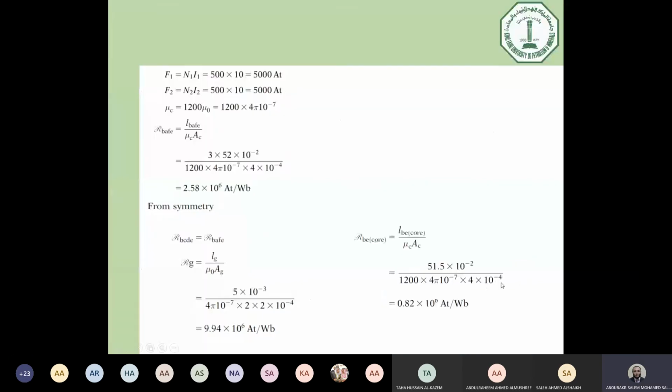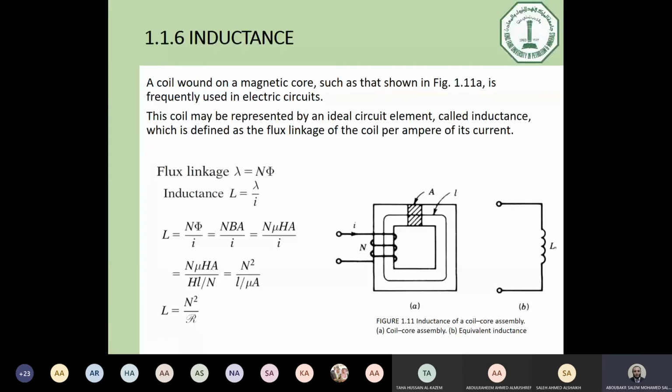So we could now discuss this problem, and I believe this problem is simple because of symmetry. Now let's go to another important topic, which is the inductance.